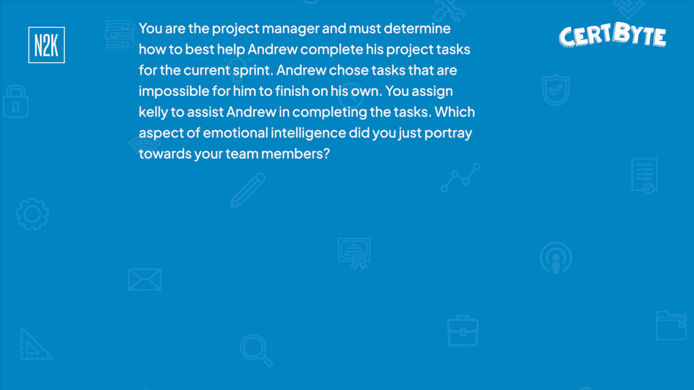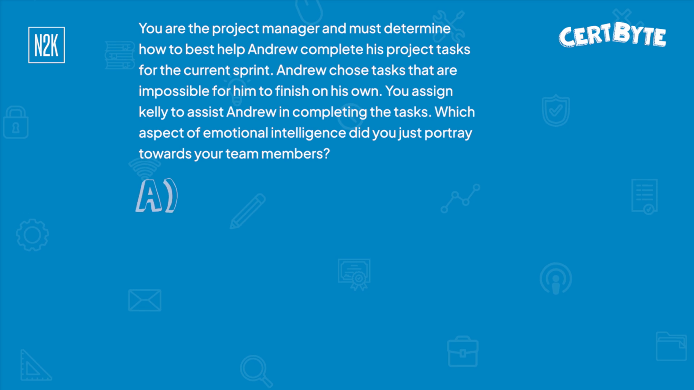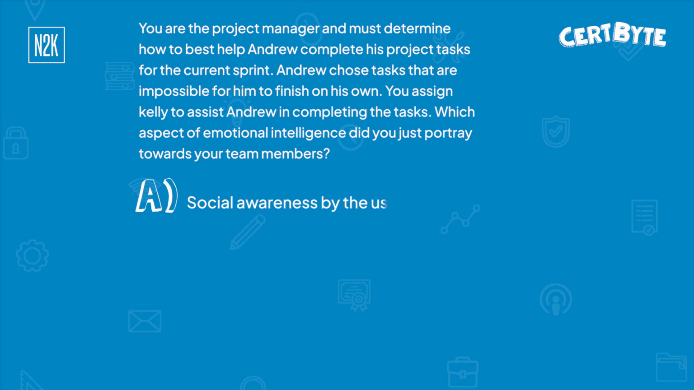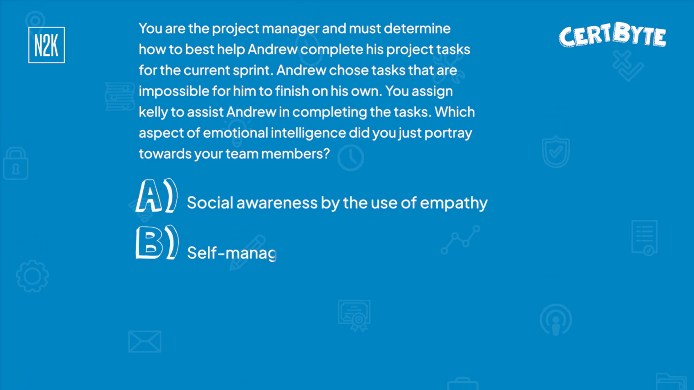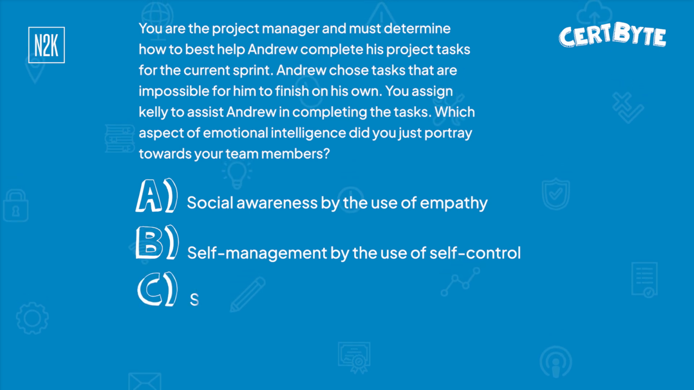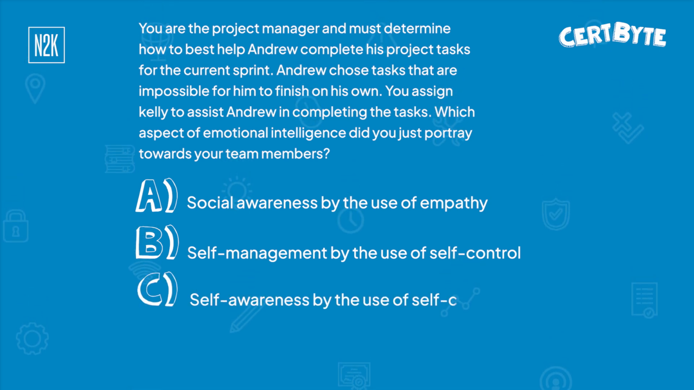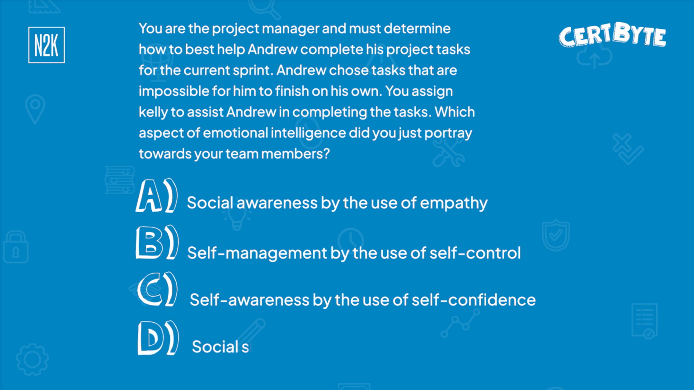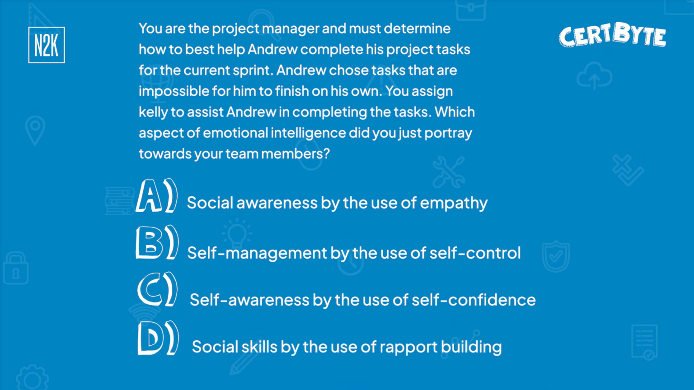So, Steven, your choices are A, social awareness by the use of empathy, B, self-management by the use of self-control, C, self-awareness by the use of self-confidence, or D, social skills by the use of rapport building.